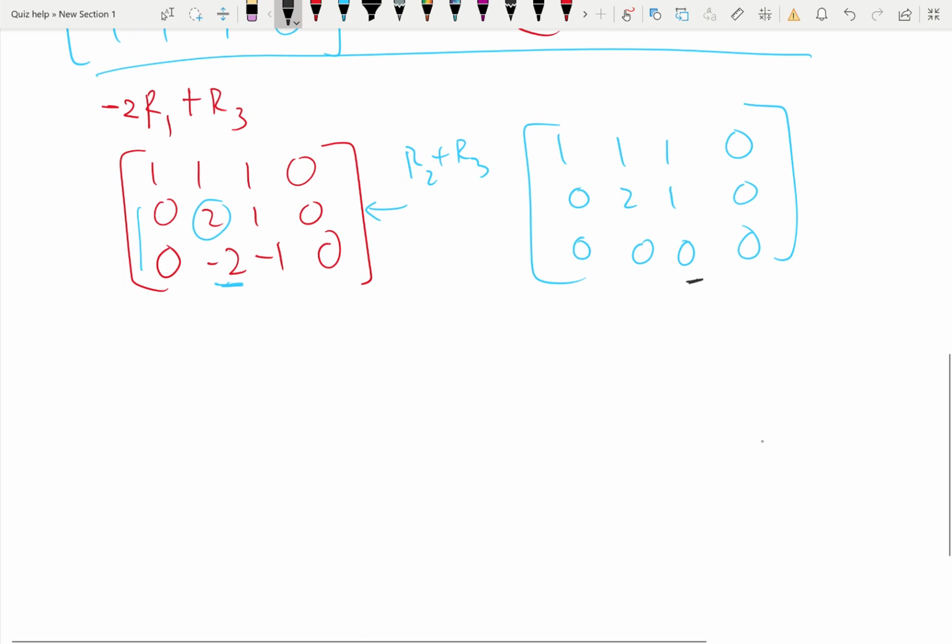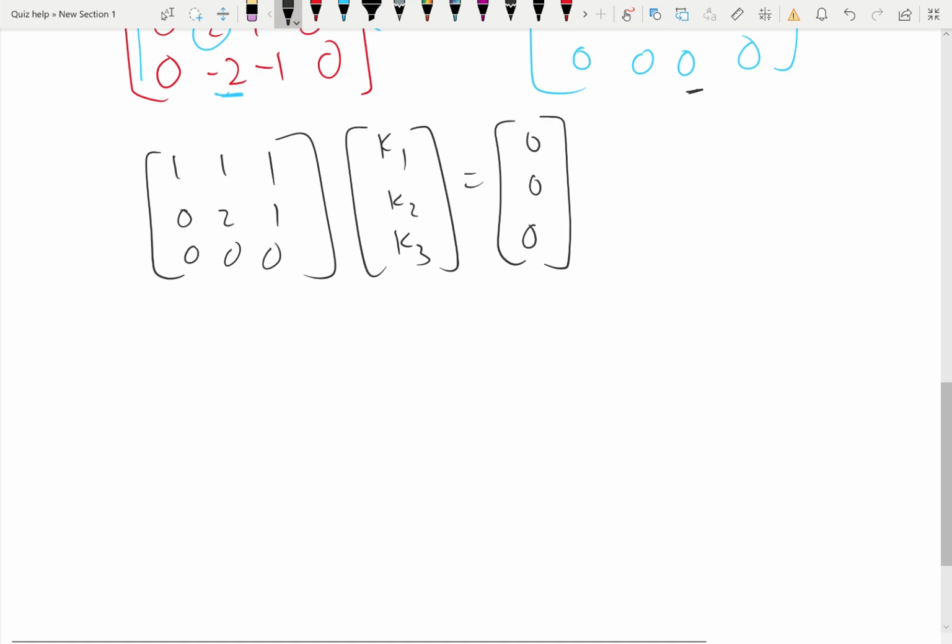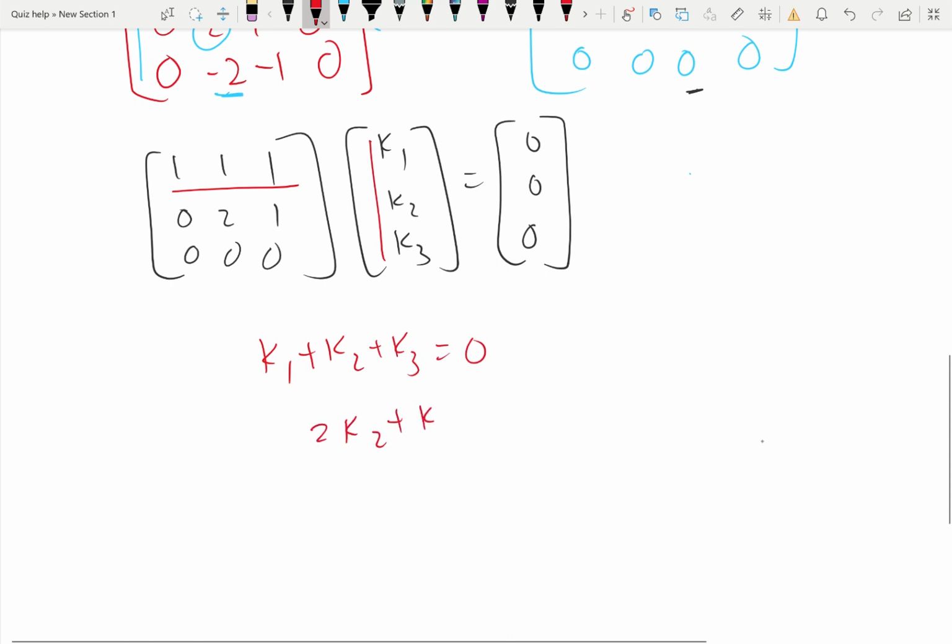Okay, so let's write the matrix form again. So 1 1 1, 0 2 1, 0 0 0. You have to solve this for k1 k2 k3 equal to 0 0 0. Okay, so that is what we did. All right, so now let's multiply this row by column. So it's k1 plus k2 plus k3 is equal to 0. Here 2k2 plus k3 is equal to 0. So those are the two equations.